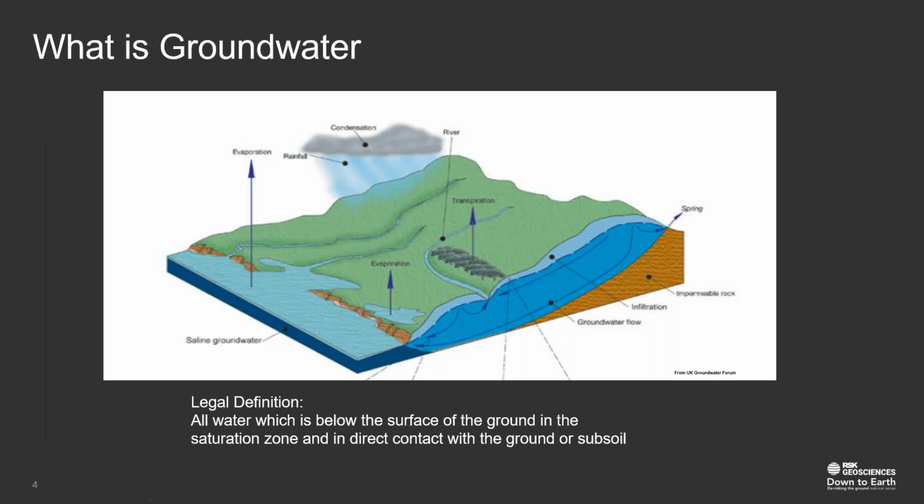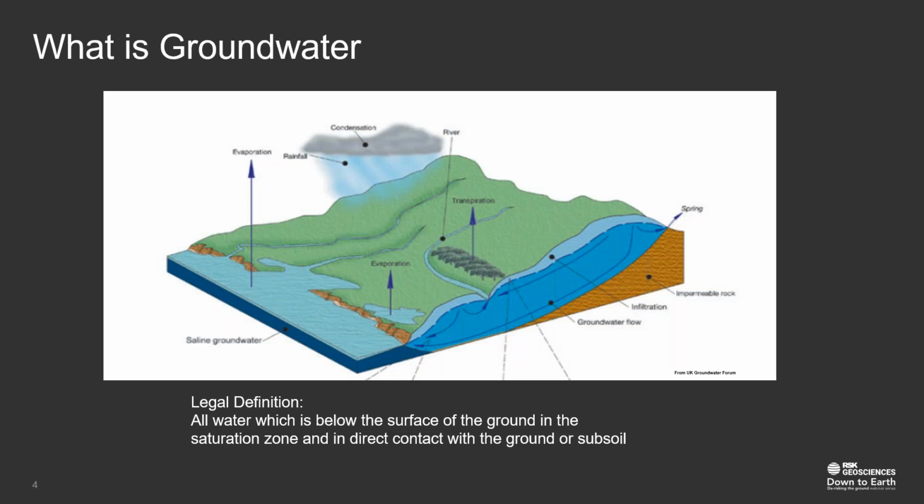What is groundwater? Simply, groundwater is the water found beneath the Earth's surface. The legal definition of groundwater, according to gov.uk, is all water which is below the surface of the ground in the saturation zone and in direct contact with the ground or subsoil. So where does it come from? Groundwater forms naturally as part of the water cycle, as shown in this figure. When it rains or snows, some of that water soaks into the ground, moving down through the soil and rock layers to reach the groundwater.